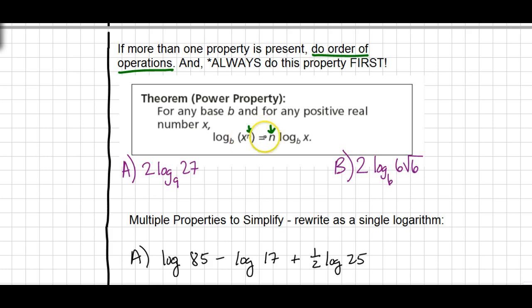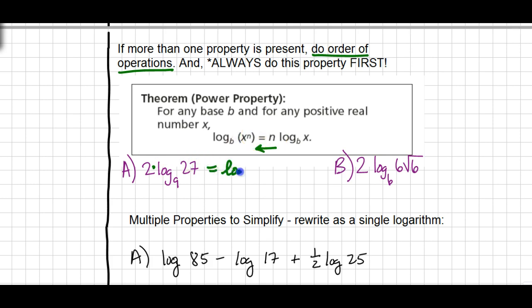So you can use this property in either direction. For our two examples here today, we're going to use it in this direction. The number is going to be in front and we're going to turn it into a power. But know that you can also use it by moving the power to a number being in front. So let's take a look at our first example. There's a 2 in front of this log, so that means 2 times the log base 9 of 27. So I'm going to move that 2 and turn it into a power.